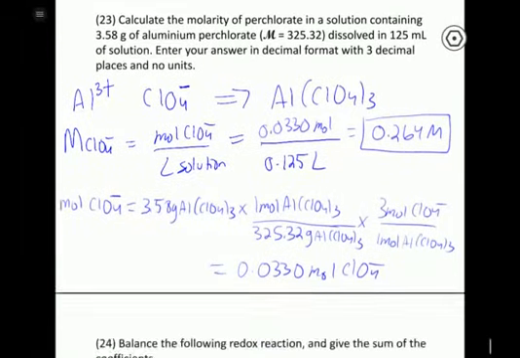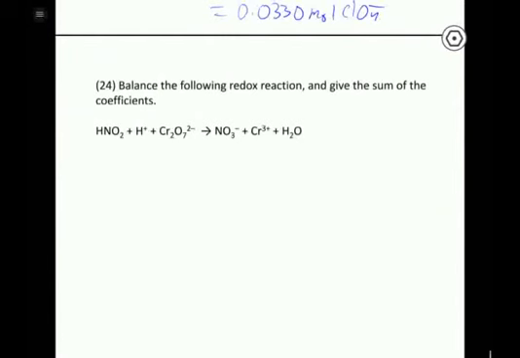Okay, finally, last one for this session. Balance the following redox reaction and give the sum of the coefficients. All right, so balancing redox reactions is another one that we introduced not too long ago, but haven't really seen since then, so we need to review.